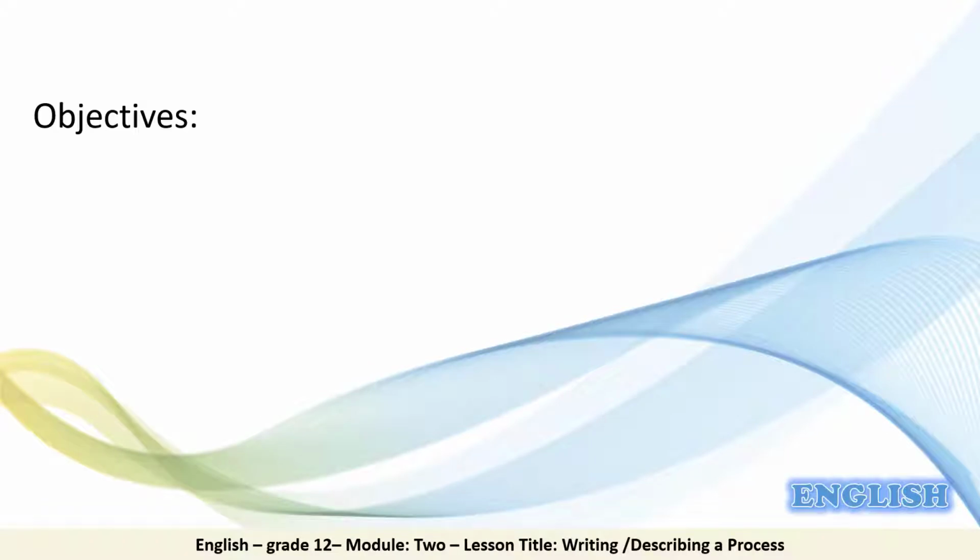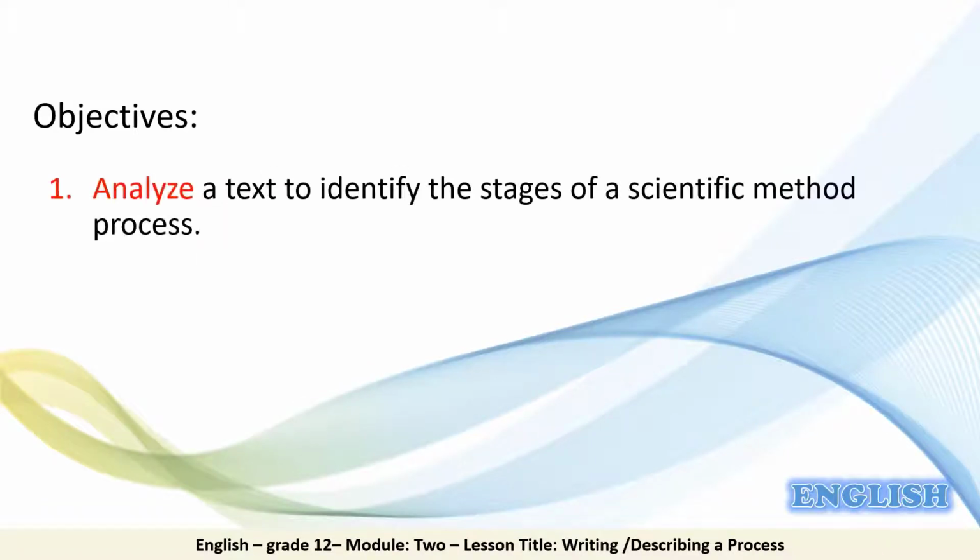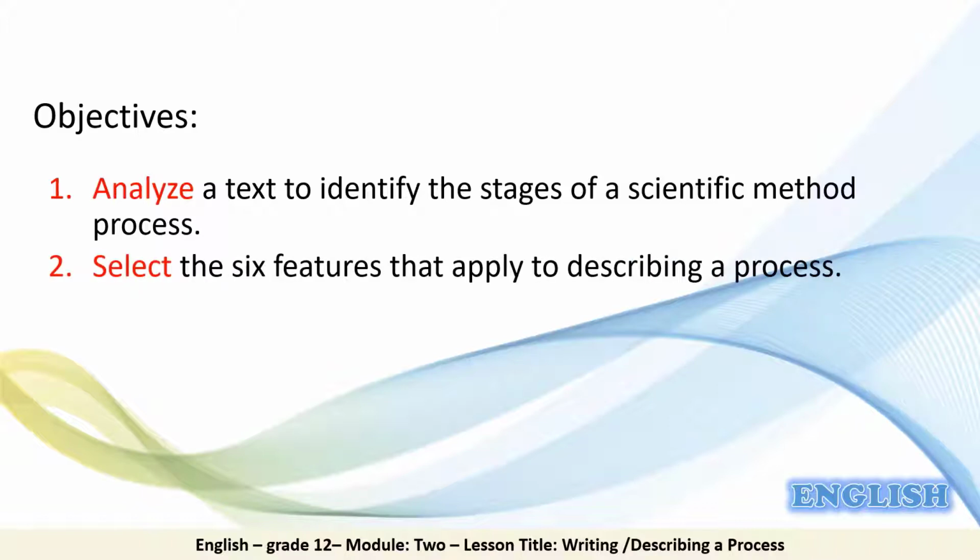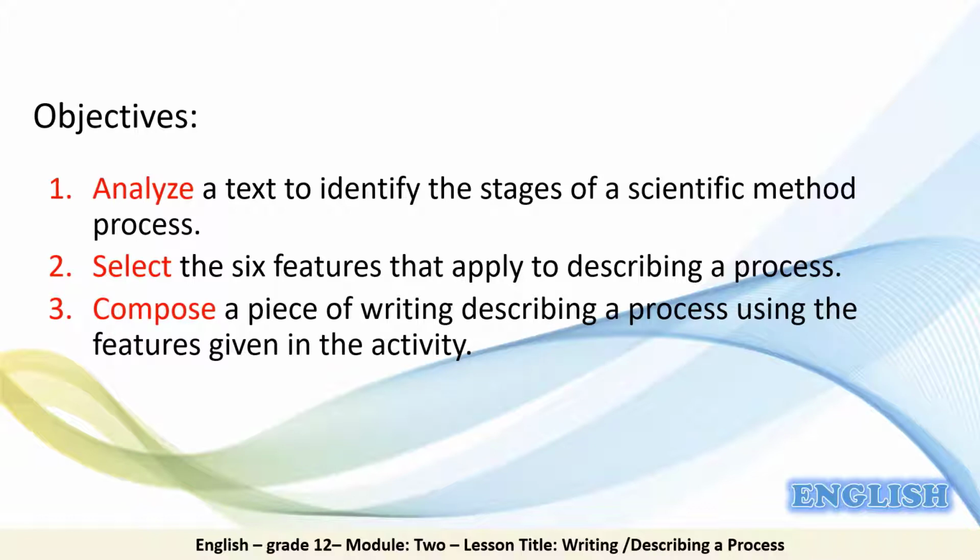Today's lesson has 3 learning objectives. You will be able firstly to analyze a text to identify the stages of a scientific method process. Secondly, select the 6 features that apply to describing a process. And finally, to compose a piece of writing describing a process using the features given in the activity.